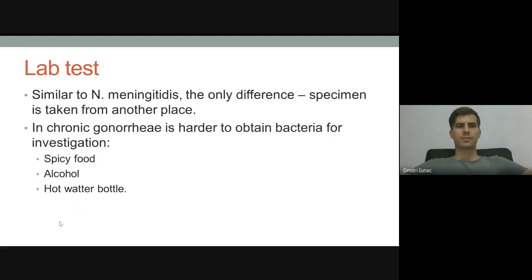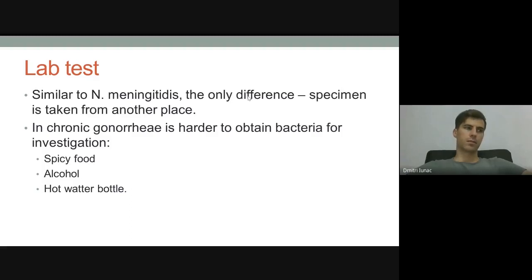Well, as a lab test, we will apply the same types of investigations which we use for Neisseria meningitidis, but the only difference is that we will take specimens from another place, depending on which area, organ or system is affected. It is more complicated in chronic gonorrhea, because in chronic gonorrhea the only symptom is inflammation of big joints. So we don't have any production of pus. If we don't have production of pus, we don't have access to bacteria. So how can we make an investigation in chronic gonorrhea?